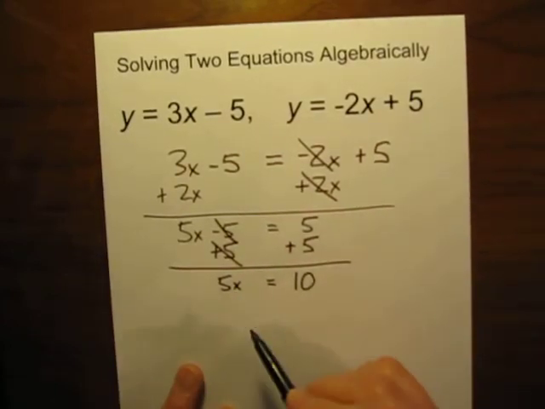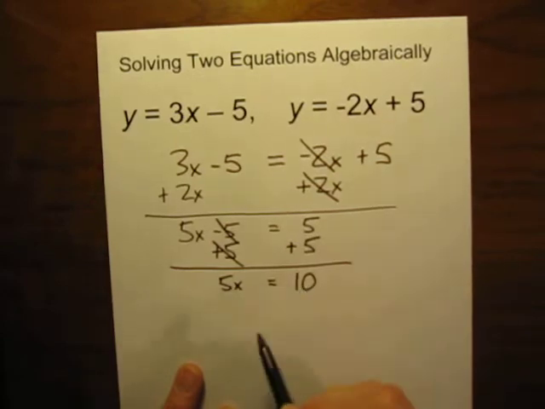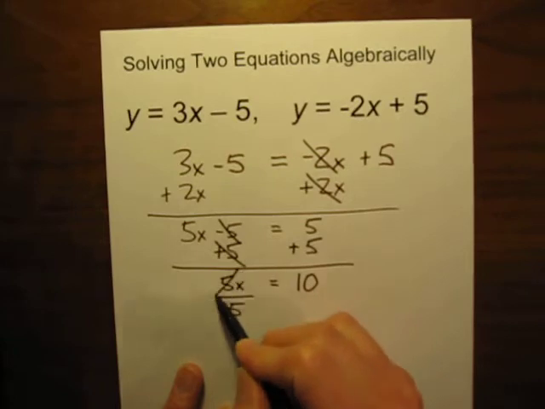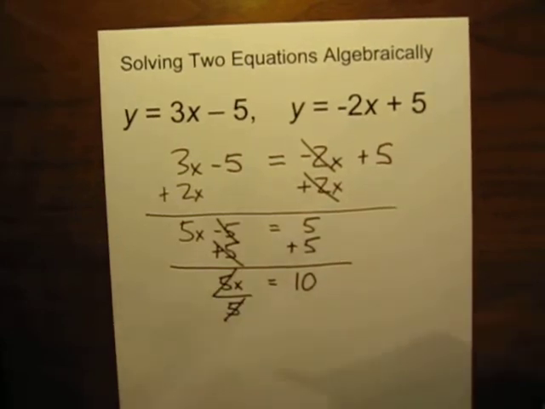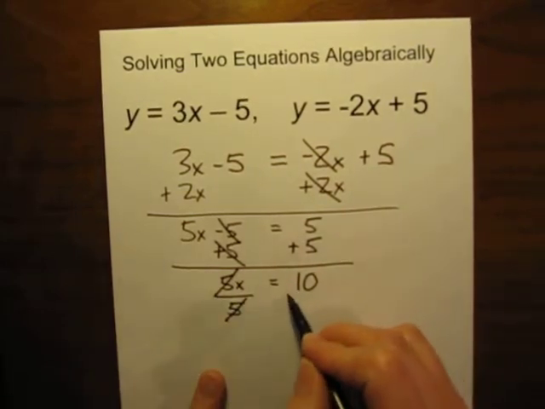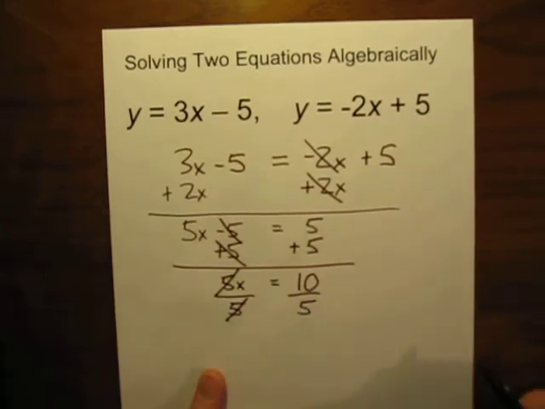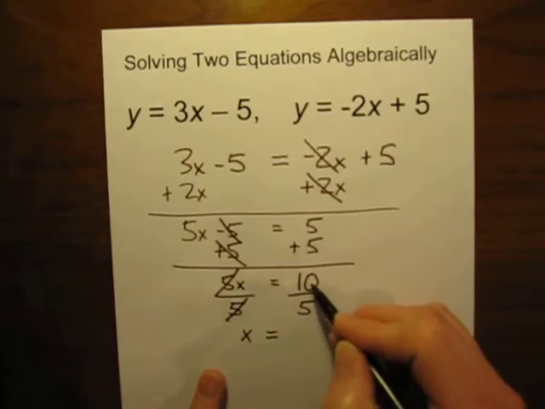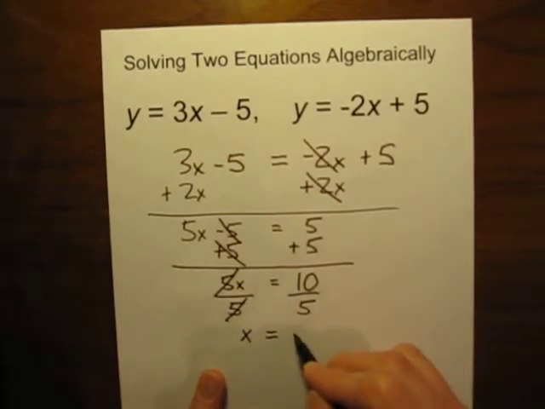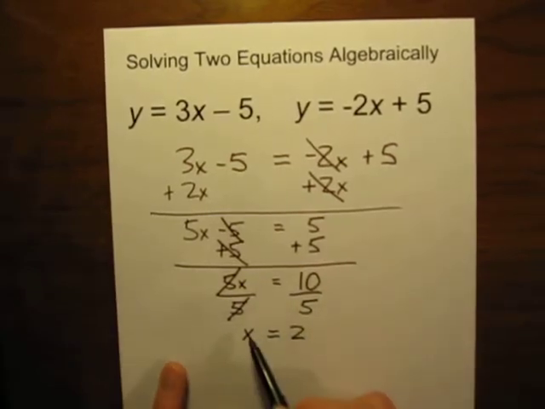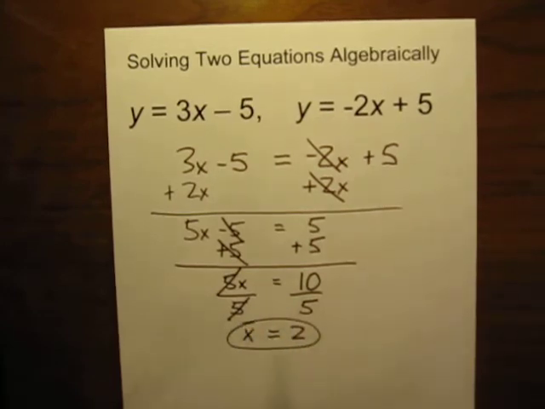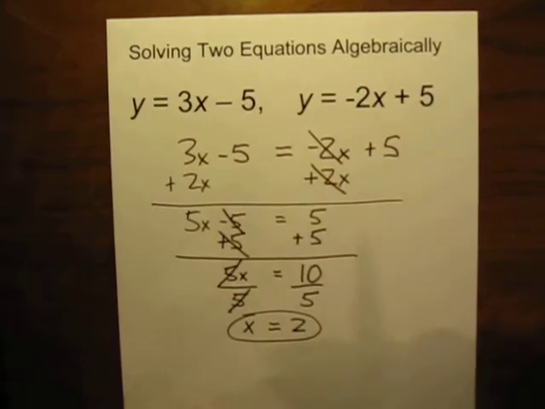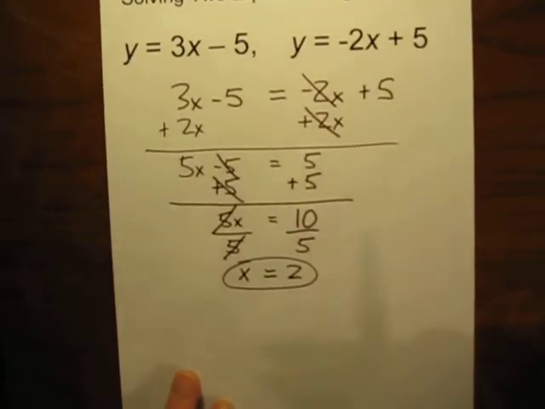Now finally, let's get rid of this times 5. 5 times x equals 10, so the opposite of times 5 is divided by 5. 5 divided by 5 is 1. They cancel out. If I divide this side by 5, I should divide this side by 5 as well. So what remains? x is equal to 10 divided by 5, which is 2. So now we know when these two lines cross, the x-coordinate is going to be 2.